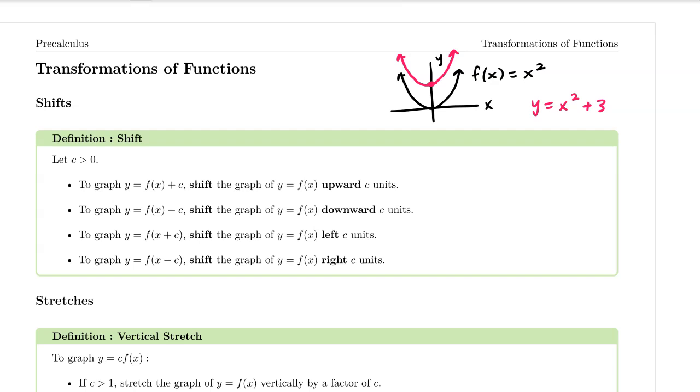Similarly, if we subtracted some positive number c on the outside of our function, that would mean we would shift downwards. These two are called vertical shifts. And then if we add or subtract c on the inside of our function, meaning that the plus or minus c is inside our parentheses, that is going to move it left or right. And these are called horizontal shifts.